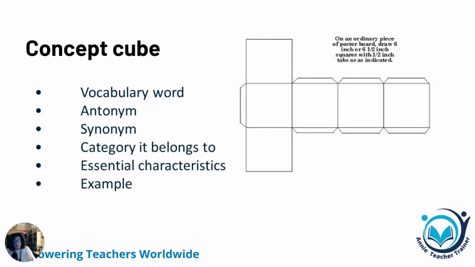So they cut, fold, and tape the cube to make a square. And then with a partner, they can roll the cube. And they must tell the relationship of the word that lands on top to the original vocabulary word.